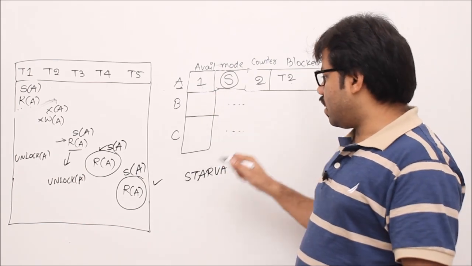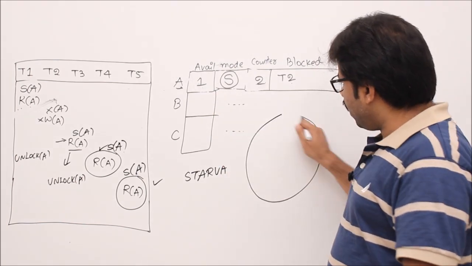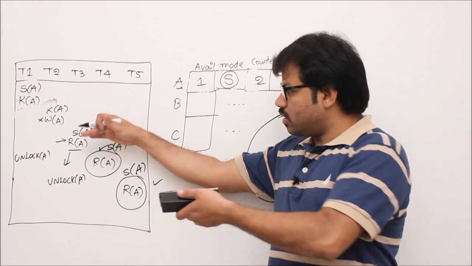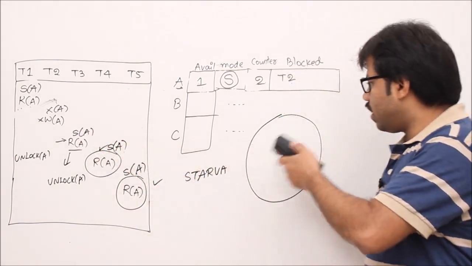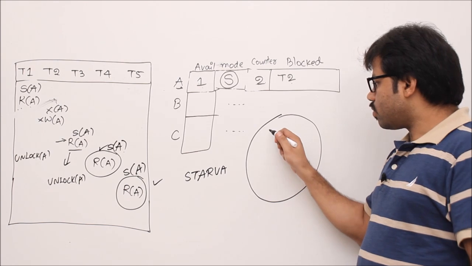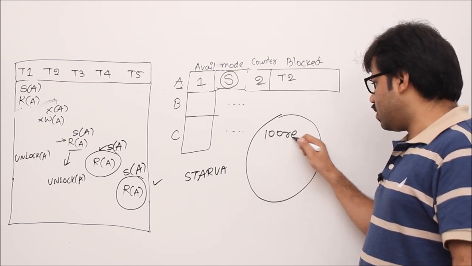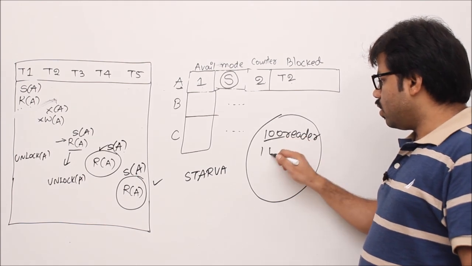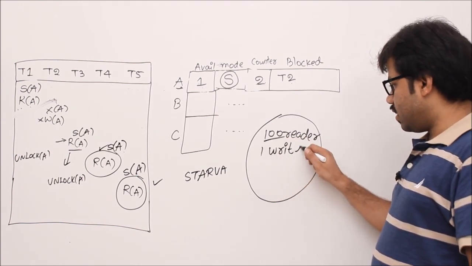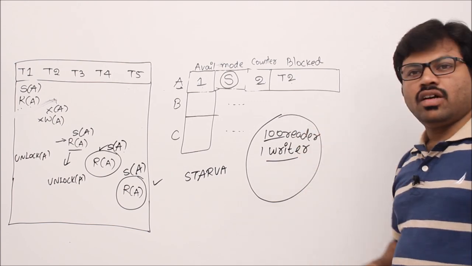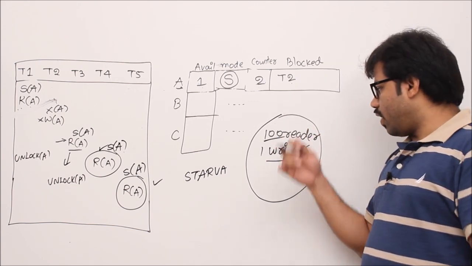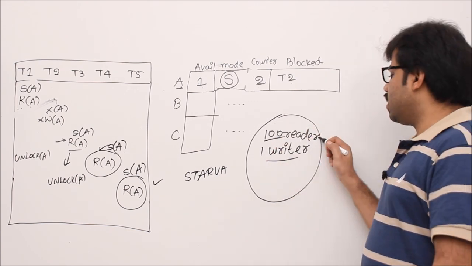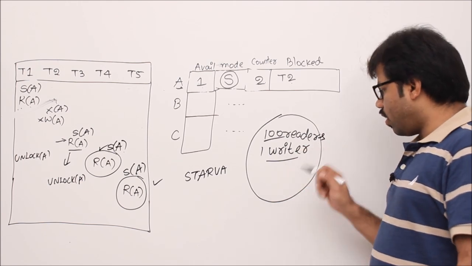I can generalize it, I can show the problem in a different way. This is the right idea, but we'll try to understand the theory. There are 100 readers in the system and there is only one writer, just for exaggerating things. It's very rare to have 100 readers and one writer, but take this situation. There are 100 readers and one writer.